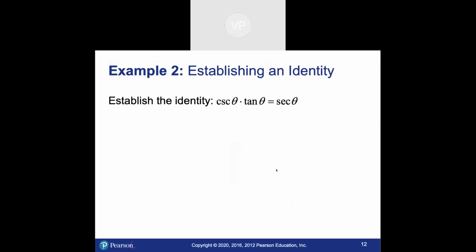We're going to establish the identity. So we have cosecant theta times tangent theta. We want to prove that it equals secant. Now, generally, my recommendation is I start with the side that's more complicated.